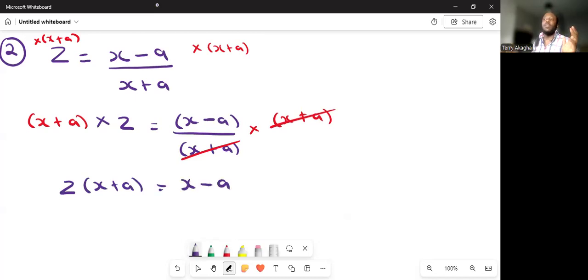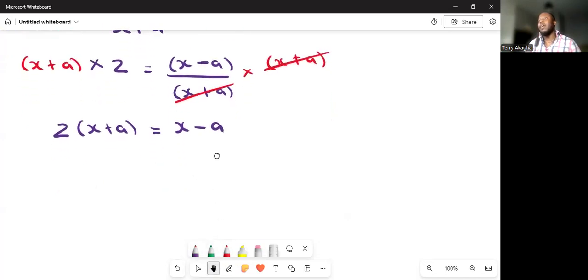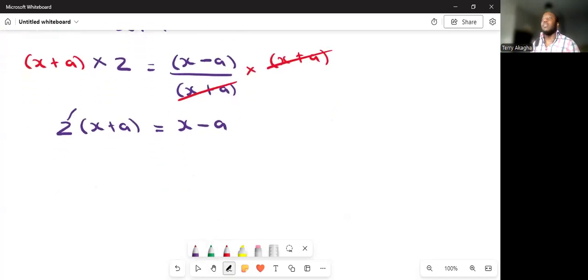So you can see as well in this case that we're having x on both sides. So we need to get rid of that. So we're going to expand the bracket on the left-hand side. So z multiplied by x will give us zx, and z multiplied by a is going to give us za. Then equal to x minus a.